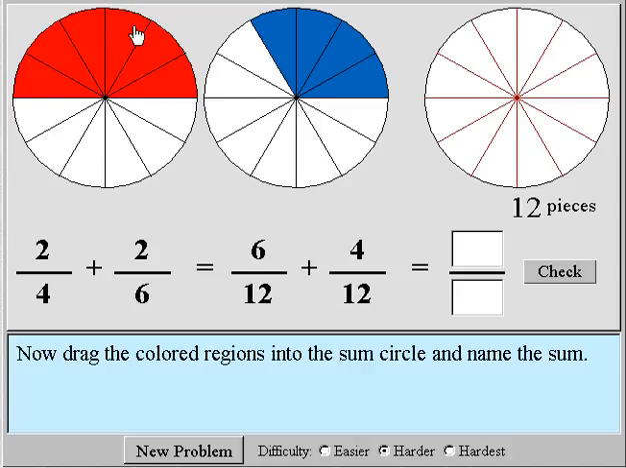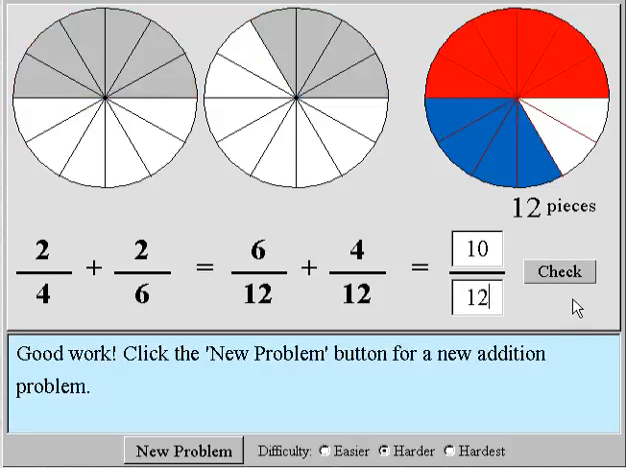Now we can count. How many slices do we have shaded? Because they're all the same kind, now you can just count them or do the shorthand, which is just add. So I'm going to have now 10 over 12. And that's why you can use this manipulative to visualize why you need the same denominator when adding fractions. I hope this helps.